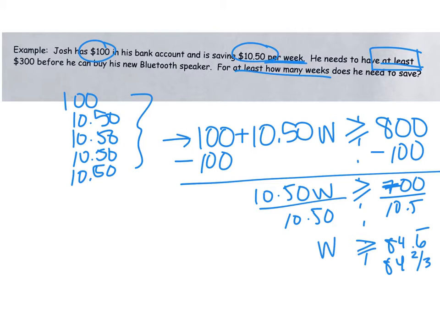So it looks like he will have to save money for 84 2/3 of a week. That means he'd have to get to at least 85 weeks before he had enough money to buy his speaker. So as long as the number of weeks is greater than or equal to 84 2/3, Josh can buy his Bluetooth speaker.